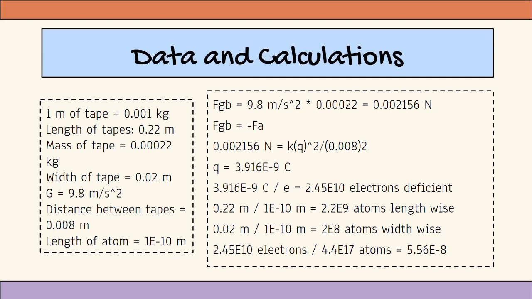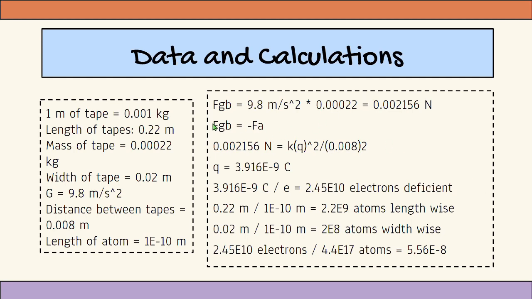So our data and calculations. These are our constants. 1 meter of tape is equal to 0.001 kilograms. The length of the tape is 0.22 meters. The mass of the tape is thus 0.0022 kilograms. The width of the tape is 0.02 meters. And gravity is 9.8 meters per second squared. The distance between the tapes as tape B begins to float is 0.008 meters. And the length of an atom is 1 times 10 to the negative 10 meters.